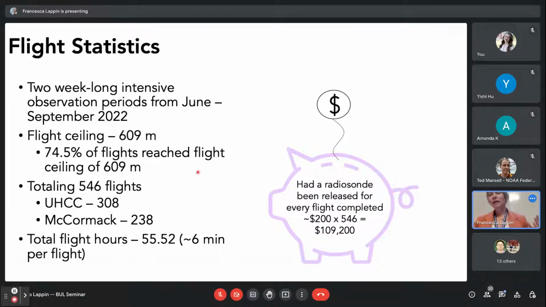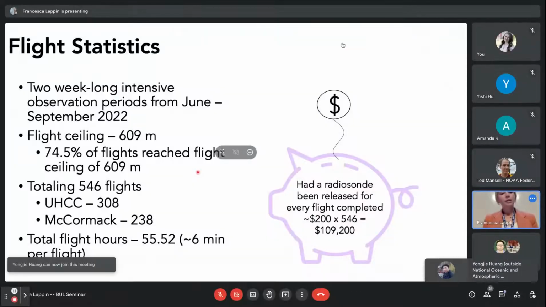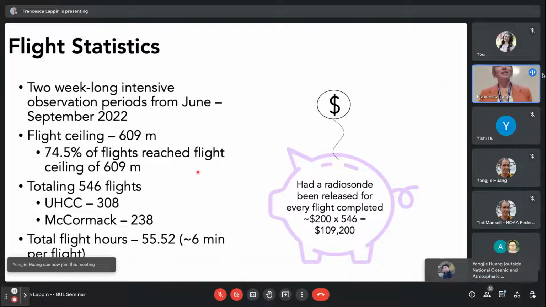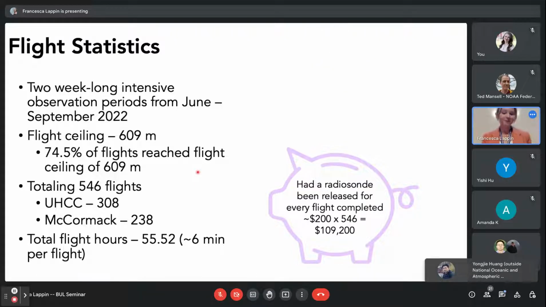And really, the only comparable thing we have at the moment to get those types of profiles is radiosondes. And if we wanted to do the same thing, it would have cost almost $110,000. So decent chunk of change when you can just send those pilots out there and they'll do it for you. So, right in the air.